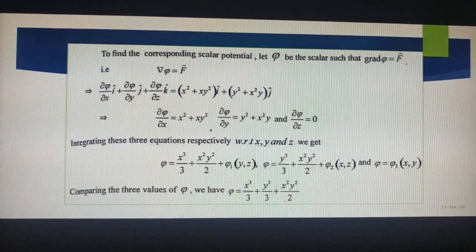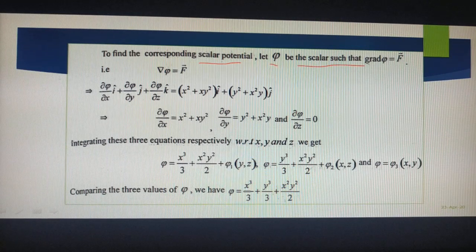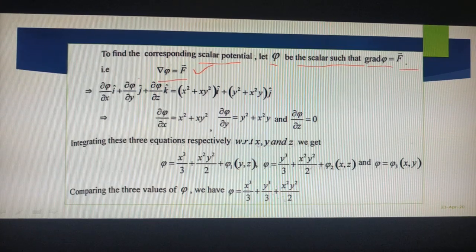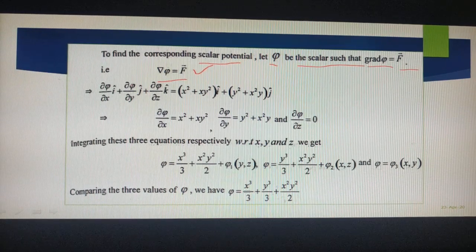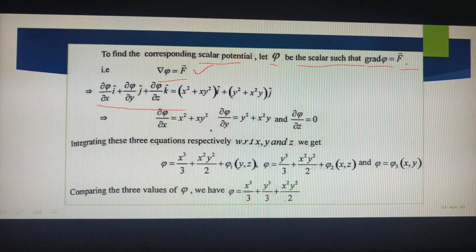To find the corresponding scalar potential, let pi be the scalar such that grad pi is equal to f. Grad pi is nothing but del pi is equal to f bar. Why is it equal to f bar? Because curl f bar is equal to 0 bar. That's why these two are equal. In that case, pi you can call a potential function. Del pi gives dou pi by dou x into i plus dou pi by dou y into j plus dou pi by dou z into k. On the other side we have the vector field.